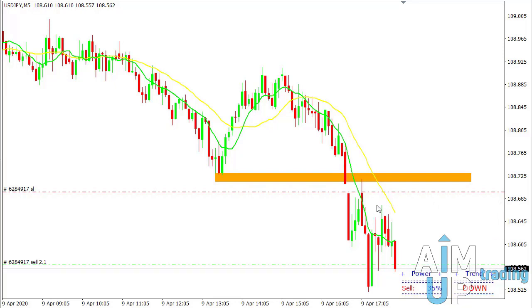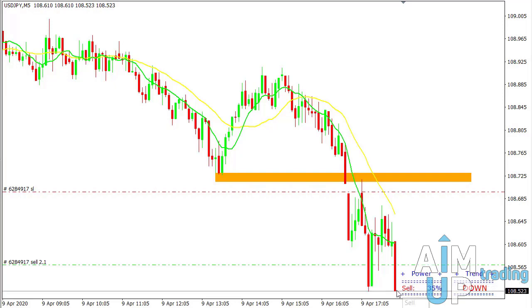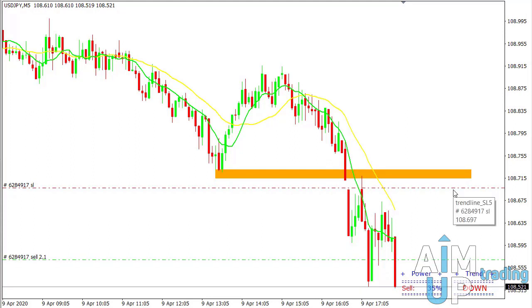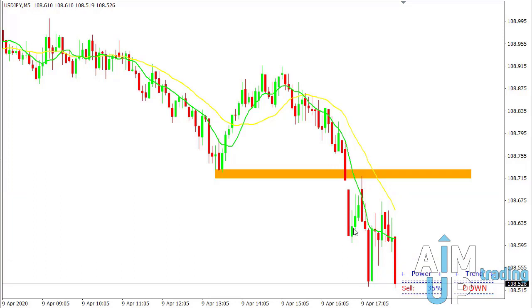We have these three black soldiers. We have a bounce off the green moving average. We have the power of the trend. It's only 35%, but still it's in our direction. Then the downtrend, and this is gonna be a really quick trade, by the way, guys, because I'm gonna close this trade right now. And the reason for that is, as you can see, the price is already testing the previous low. So that's the reason I would like to close this trade, and I'm gonna go over why.